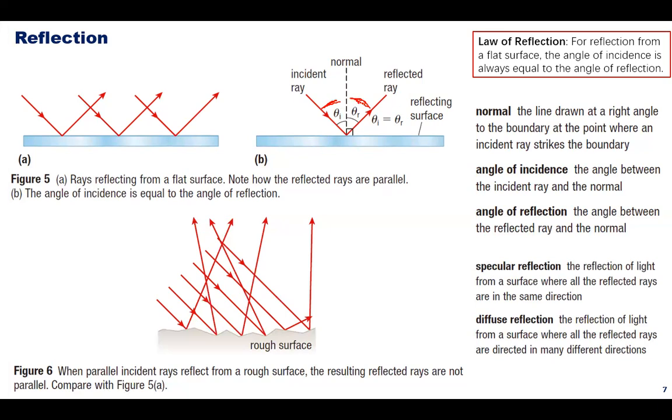Light then behaves according to the law of reflection, which states that for reflection from a flat surface, the angle of incidence is always equal to the angle of reflection.